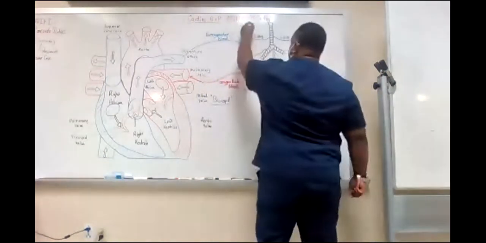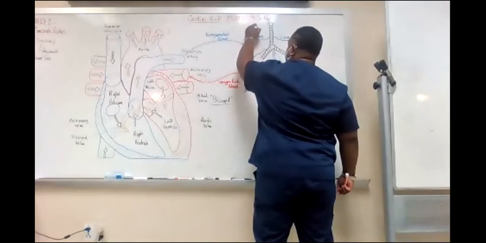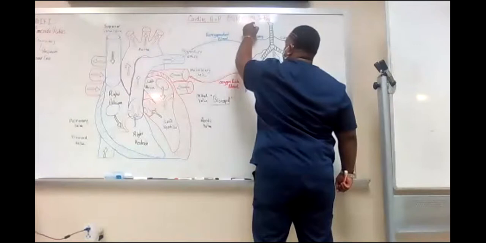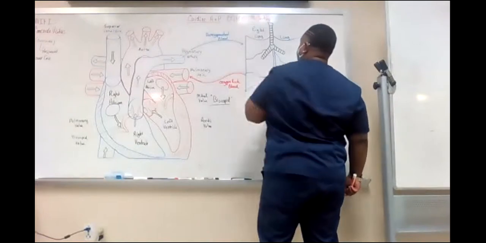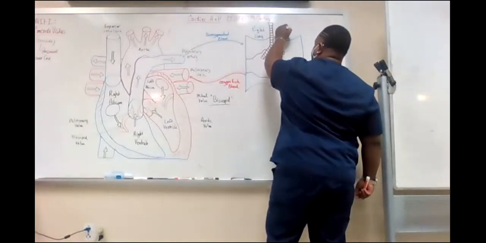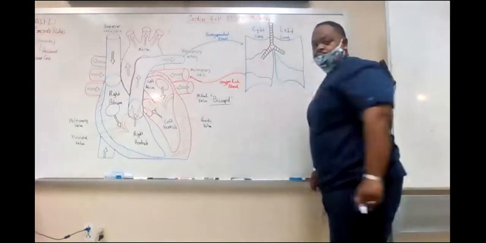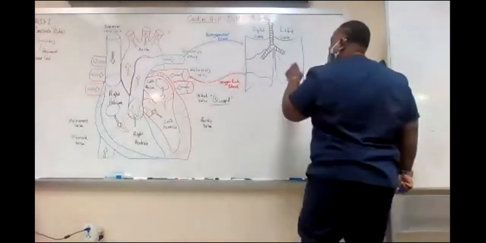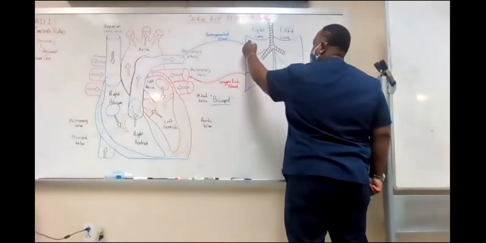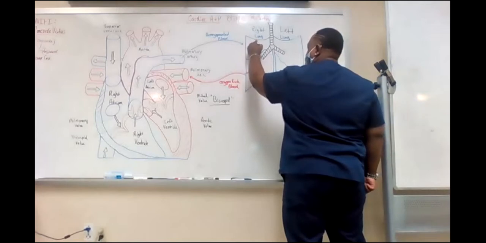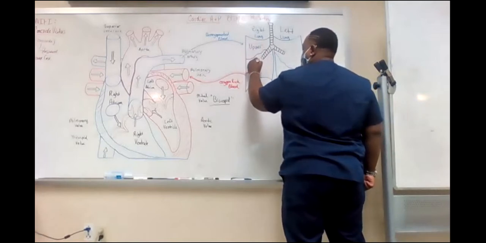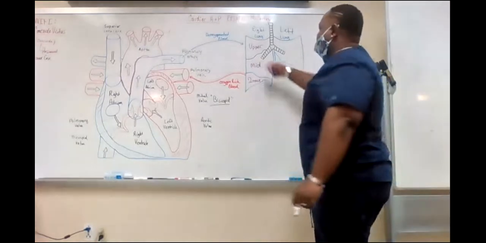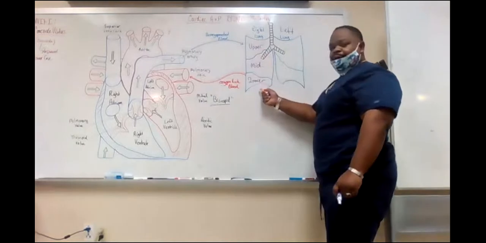All right, so this is the patient's right lung, and the patient's left lung. Okay? The right lung has 3 lobes: upper, middle, and lower. Right upper lobe, right middle lobe, right lower lobe.